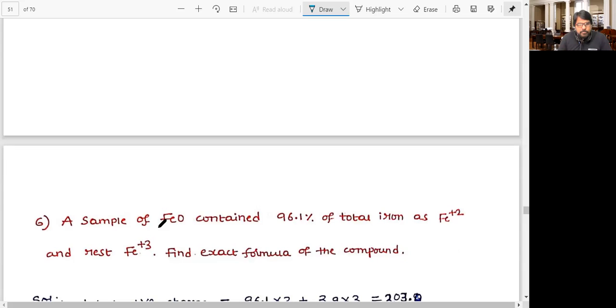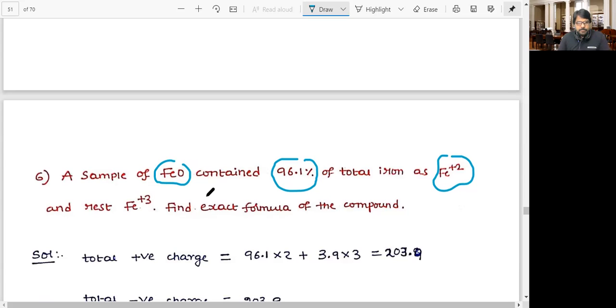A sample of iron oxide contained 96.1% of total iron as Fe2+ and the remaining is Fe3+. Find the exact formula of the compound. So here I'm just giving a simple logic. Whenever you come across these non-stoichiometric solids, better use simple logic, that is electrical neutrality. Those solids, those salts are electrically neutral. We just use that logic. What does it mean and how to use it?